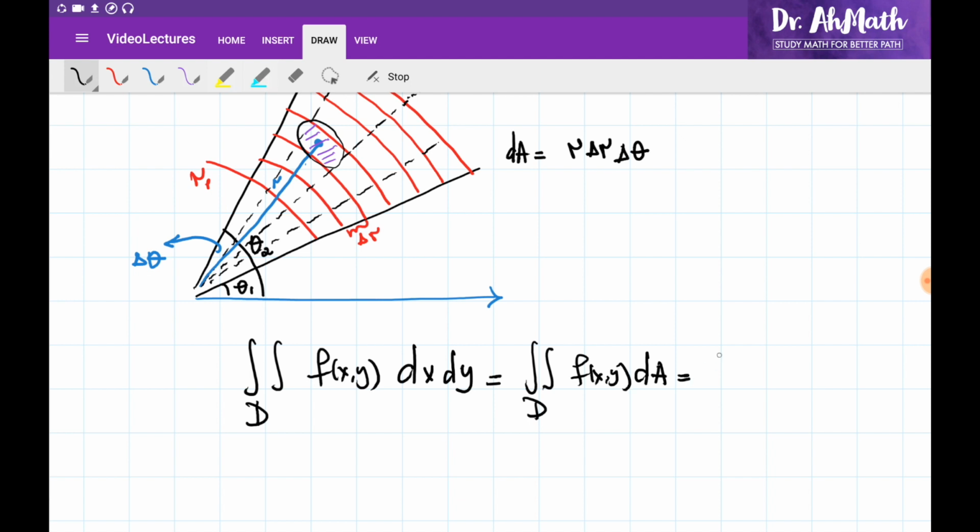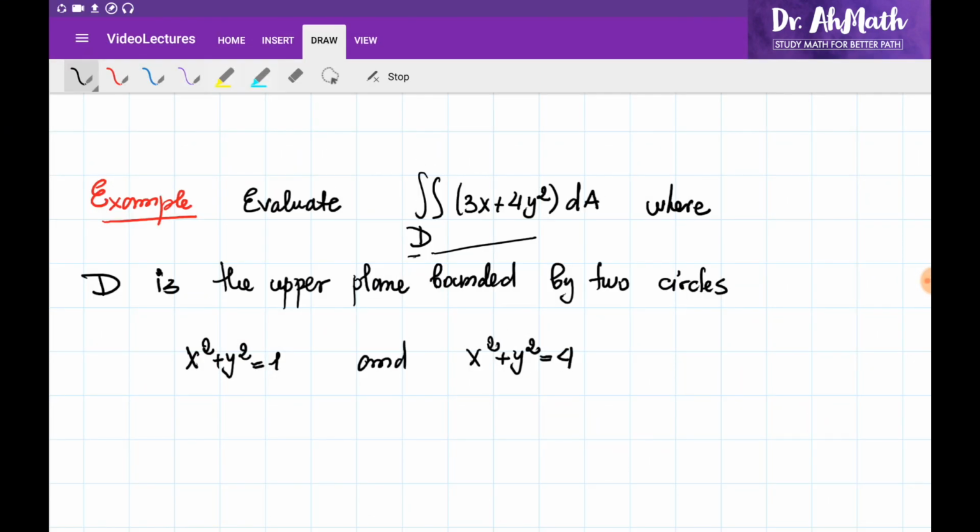And I can write this as the double integration of f of r and theta, when I write the x and y in polar coordinates, multiplied by dA, which can be written as r dr d theta, over the same region. So we would just transform our curve to polar coordinates, and we would use this formula in order to evaluate the double integration. So let's do an example.